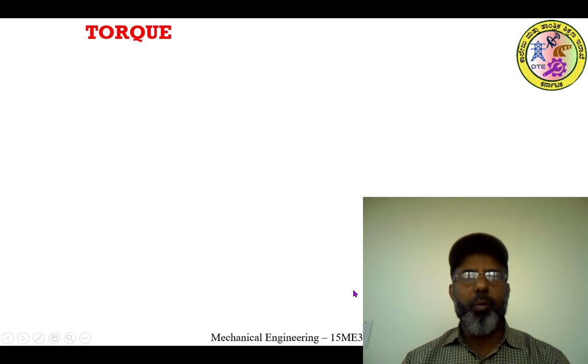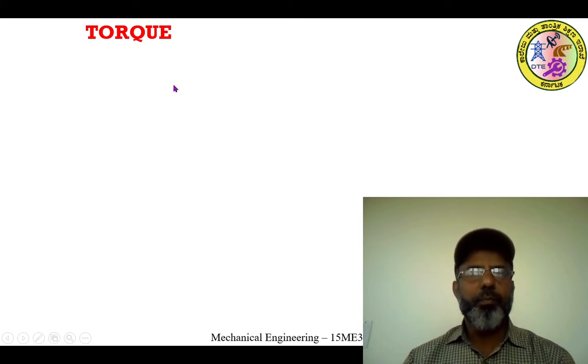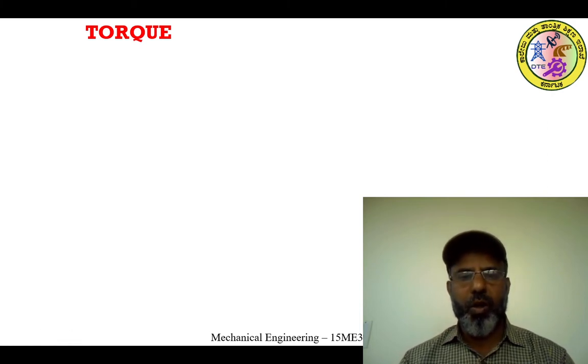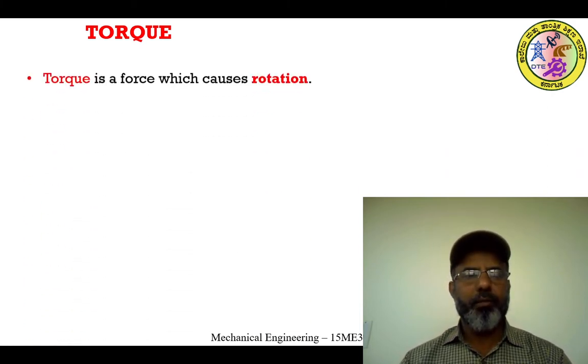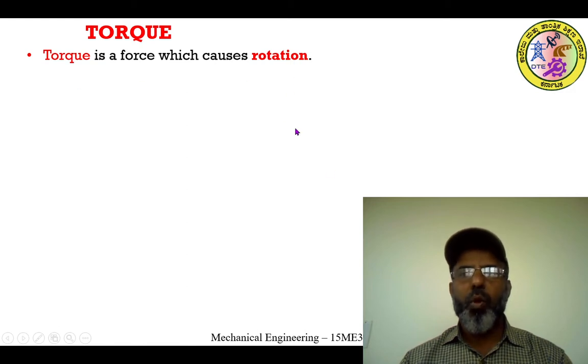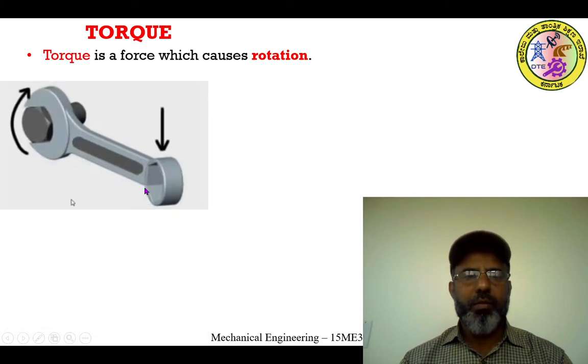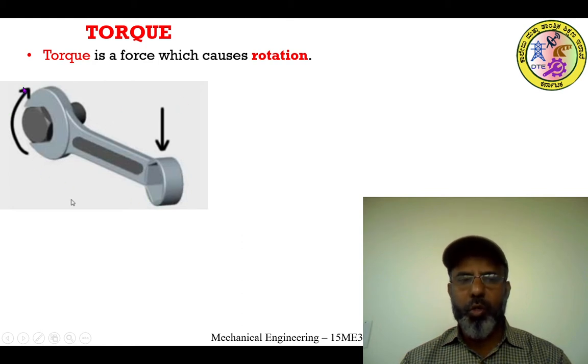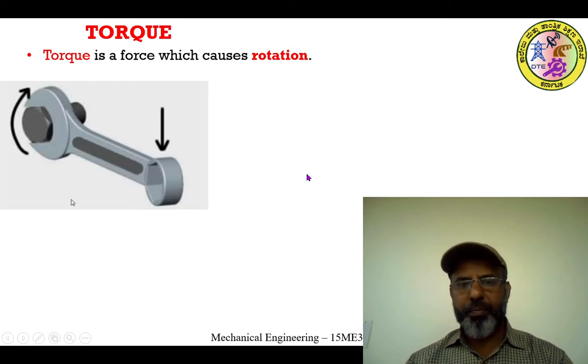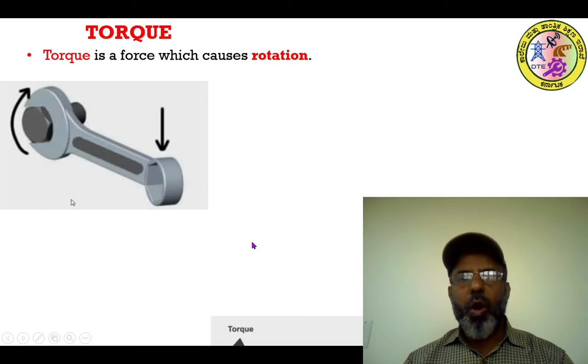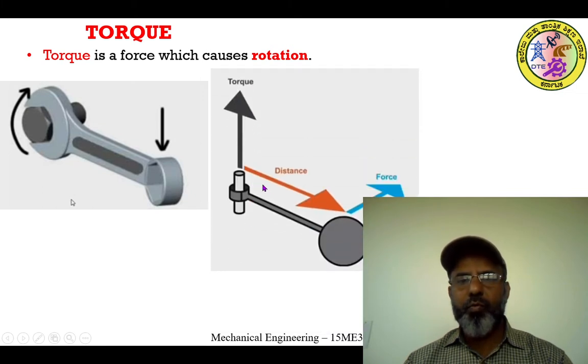Before going to hydraulic dynamometer, in the last session we have defined what is torque. We know that torque is a force which causes rotation. If you see this picture, when you are going to apply a linear force, it causes rotation. Linear force is transformed into rotary motion. It means this torque is going to cause rotation. And the torque is always perpendicular to the force and distance.